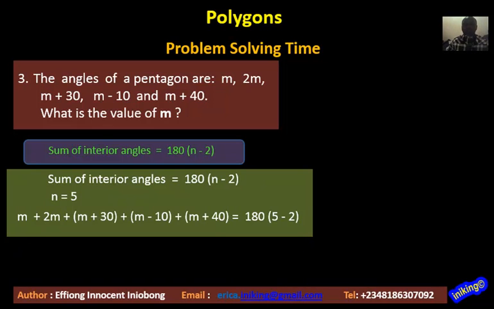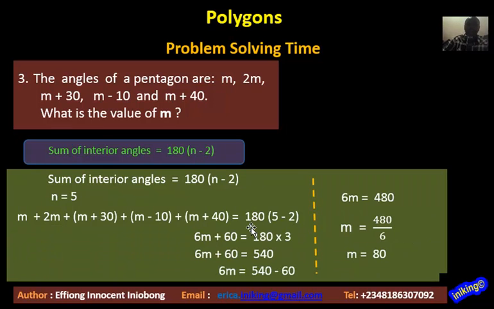So the sum of the interior angles, we have it on the left hand side there: m plus 2m plus m plus 30. That's the first one. The second, the third angle, the fourth angle, and the fifth angle. We add them all up, equal to 180 times our n, which is 5 minus 2. Now simplifying this, we have on the left hand side 6m plus 60, and then here we have 3 from our 5 minus 2 times 180, giving us 540.